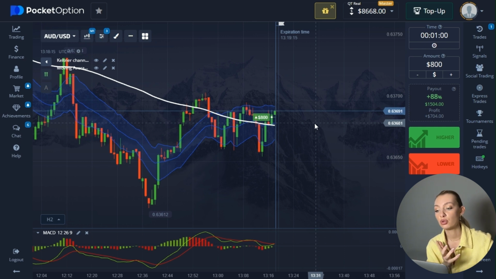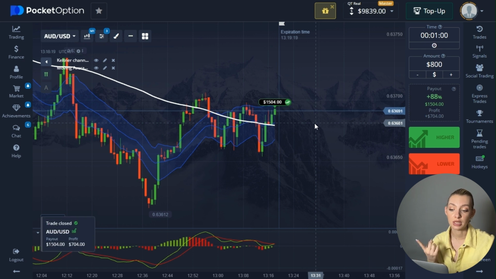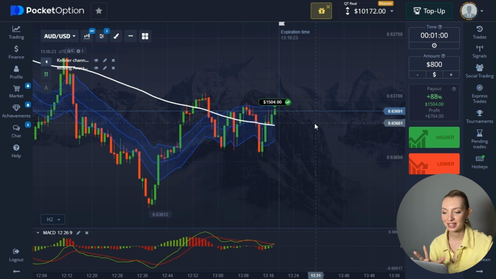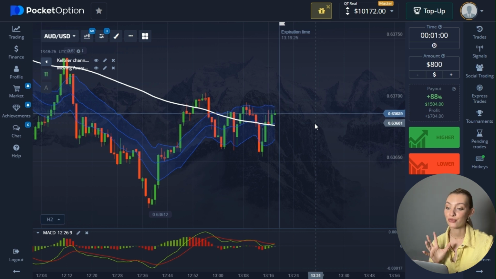Why do I need to know about quarterly expiration and futures if I trade for 1 minute? You might ask me. Okay, my analysis was correct. Another $704 in the till. Excellent.